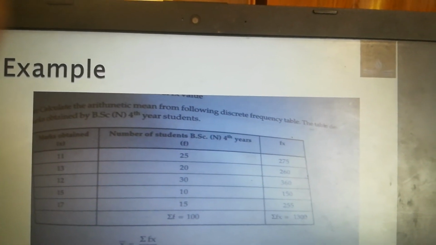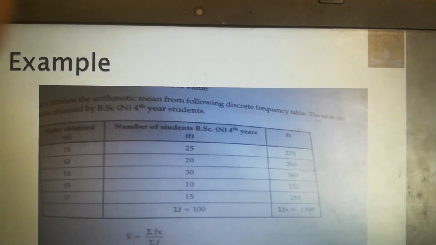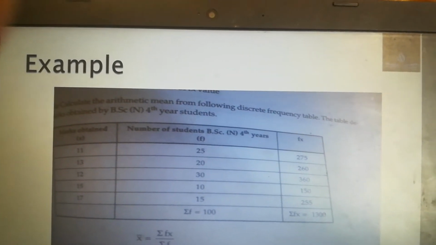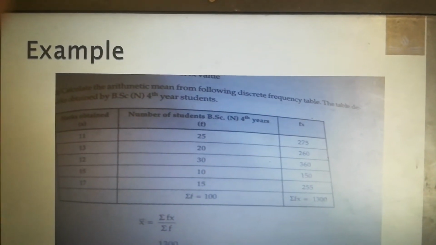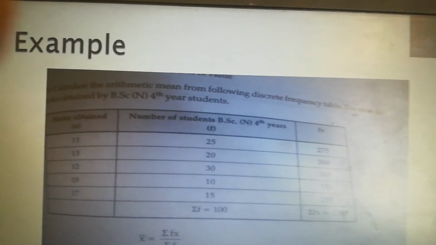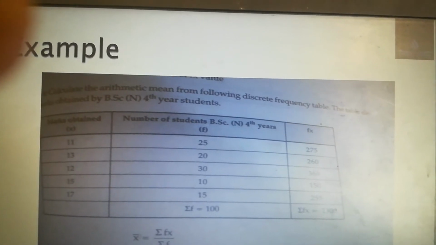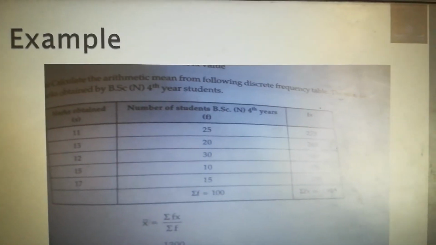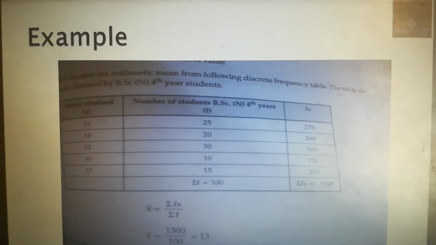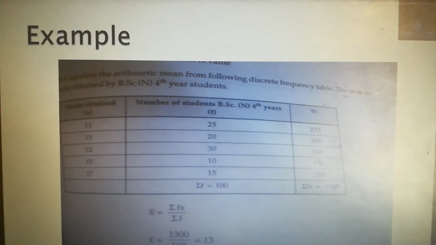Here again, fourth year students, marks obtained value. So here the marks obtained by the students. So 11 marks, 25 students got it. So discrete value is 11 and its corresponding frequency is 25. So fx means 25 into 11, 275 fx. Same way we need to find out the other ones.